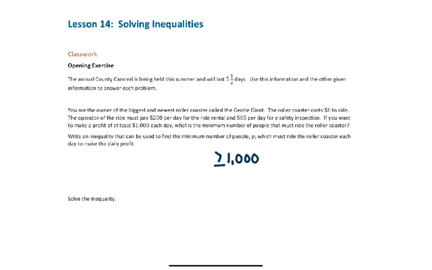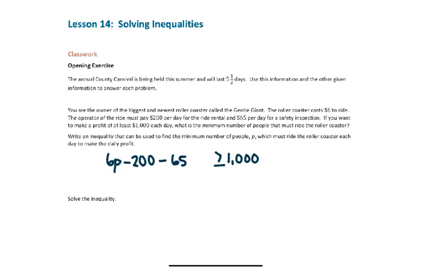So we said it costs $6 to ride the ride, so we've got $6 per person. The operator of the ride must pay $200 for the ride rental, so that's going to come out of his profit. We're going to subtract 200 from 6P. And then he also has to pay $65 per day for a safety inspection, so $65 is also going to come out of his profit for the day. He's trying to make at least $1,000 per day, so here's our inequality: 6P minus 200 minus 65 is greater than or equal to $1,000.